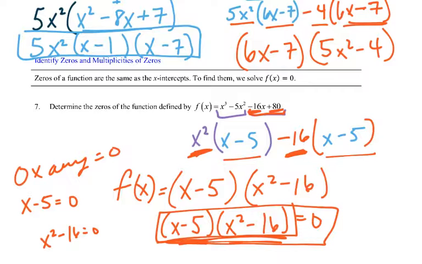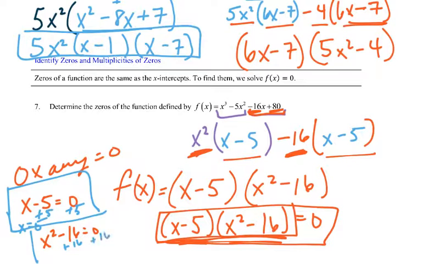So I solve each of these little side equations to find the zero. I'm going to call them zero finders. That's not an official term, but we can think of it as a zero finder. I'm going to add 5 to both sides here. So we get one zero: x equals 5. On this one, we're going to add 16 to both sides. So we end up getting x squared equals 16.